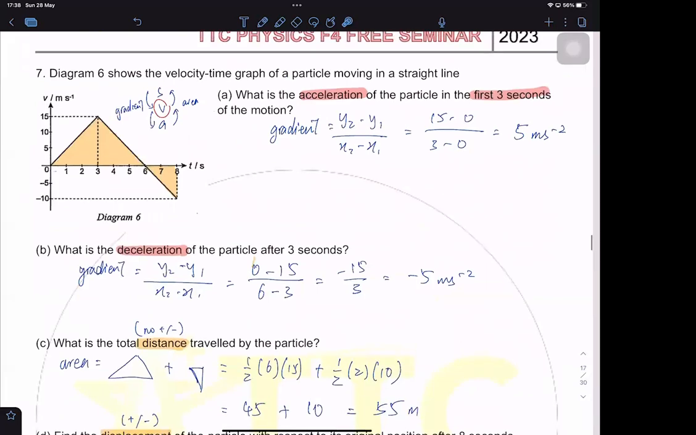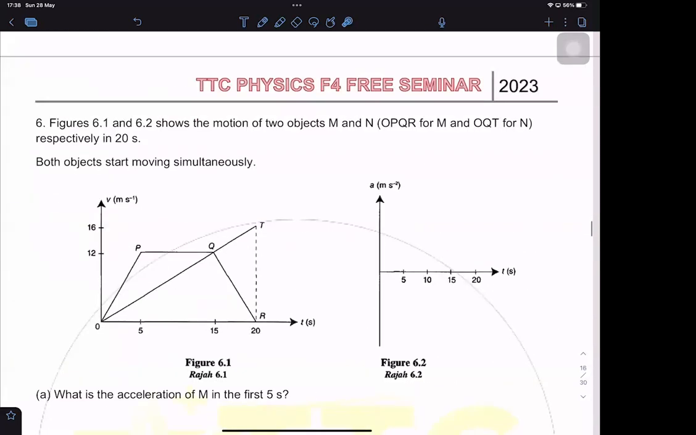Okay, now let's look at question number 6. It's also another motion graph question. Probably this one will be the last question for today. All right, question number 6. Figure 6.1 and 6.2 show the motion of 2 objects, M and N. Imagine there are 2 cars, a Malaysia car and a Norway car, M and N.